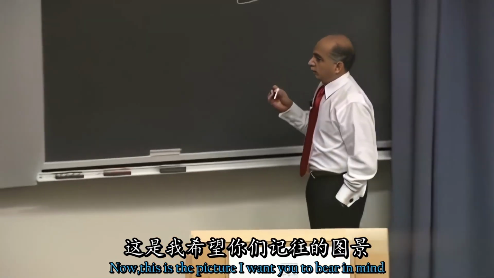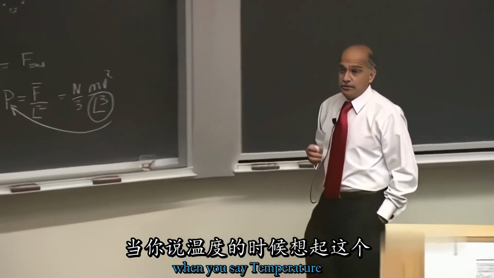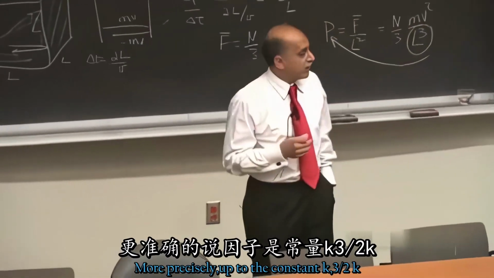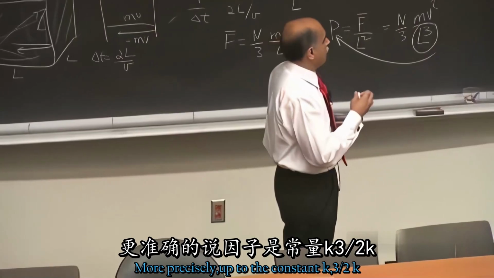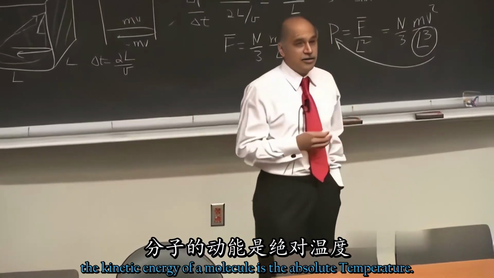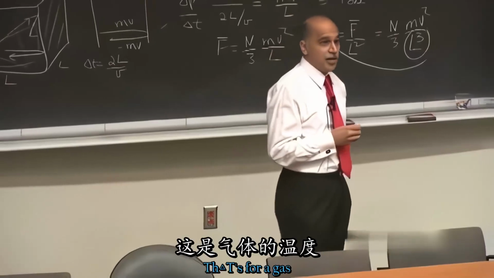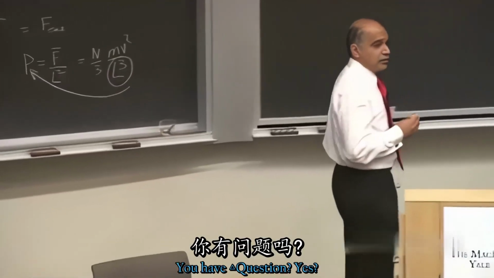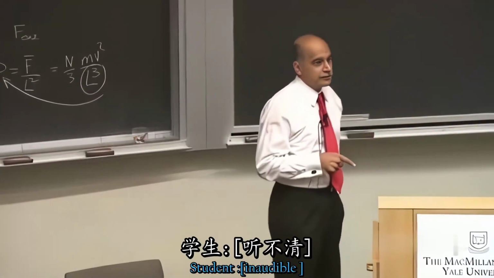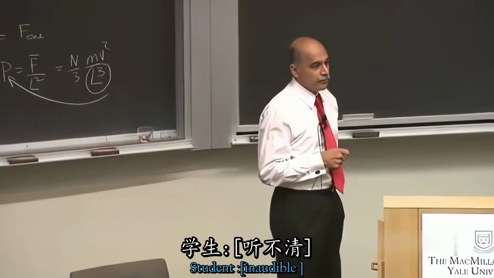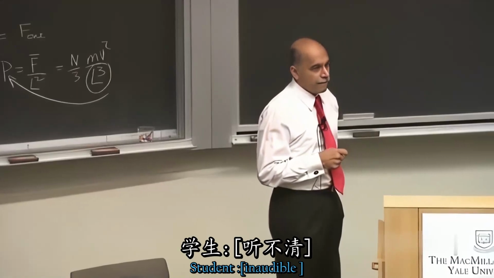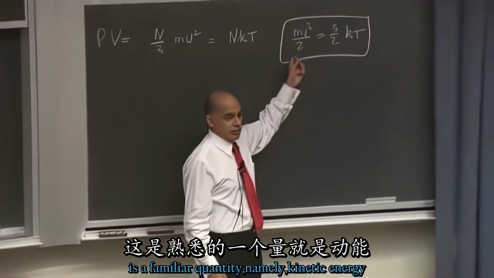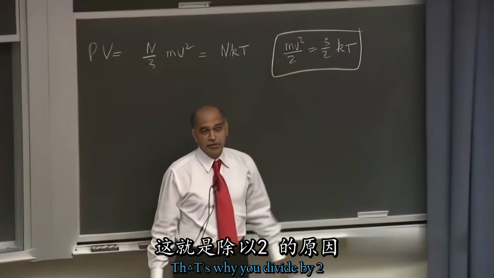Now, this is the picture I want you to bear in mind when you say temperature. Absolute temperature is a measure of molecular agitation. More precisely, up to the constant k, 3 over 2k, the kinetic energy of a molecule is the absolute temperature. That's for a gas. If you took a solid and asked, what happens when I heat the solid? Well, you got a question? Yes? Just out of curiosity, why did they decide to divide both sides by 2? You divide by 2 because 1/2 mv squared is a familiar quantity, namely kinetic energy. That's why you divide by 2.